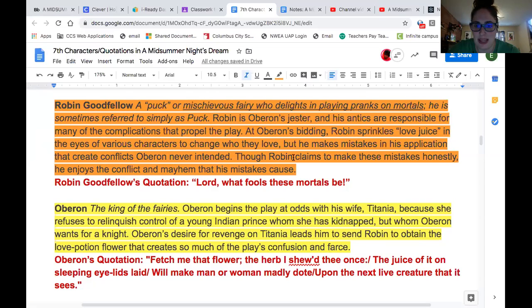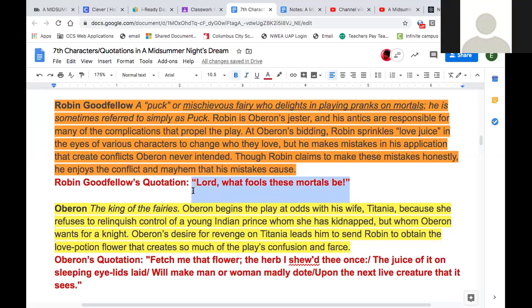So what if he does that to Hermia and Demetrius? Totally funny. And then Lysander and Helena. You see what could happen? Though Robin claims to make these mistakes honestly, he enjoys the conflict and mayhem that his mistakes cause. What is his quote? Lord, what fools these mortals be.